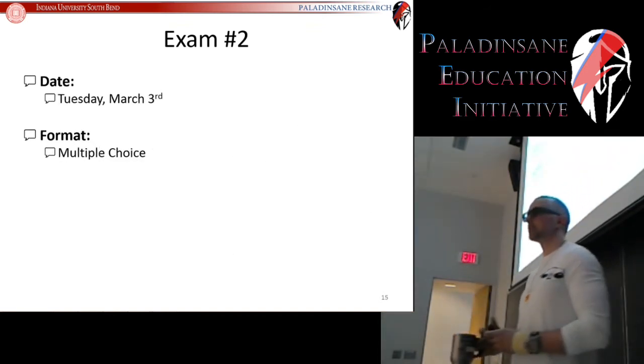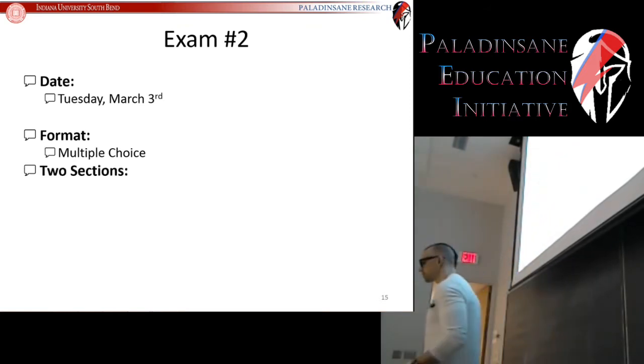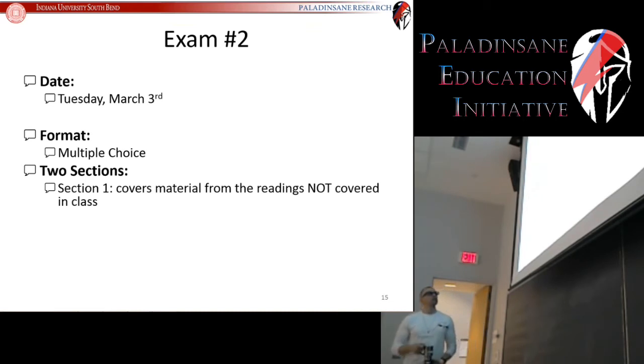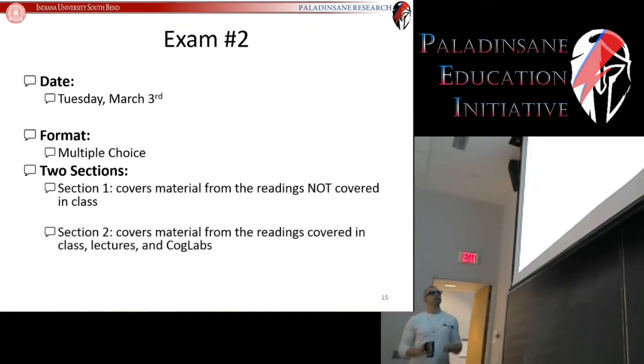Format of exam number 2 is going to be the same as exam number 1. So just to remind you, there's going to be 2 sections, all multiple choice. Section number 1 is going to cover material from the readings that were not covered in class. So these are the required readings that we just don't have time for, but you should be aware of in cognitive psychology. Section 2 is the material from the readings that we do cover in class, either from the book, such as our intro to perception, our look at imagery today, or special topics like ecological psychology and signal detection.